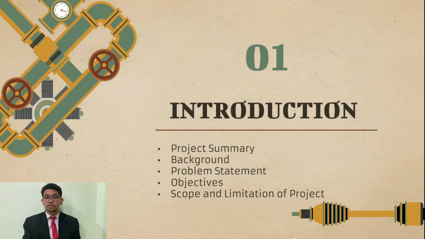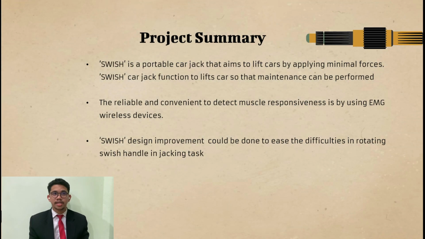We will begin with the introduction, which consists of project summary, background, problem statement, objective, and scope and limitation of project. For the project summary, SWISH is a portable car jack that aims to lift a car by applying minimal force. Mechanically, it is proven to be able to lift the car. Nonetheless, the effect of its usage on human comfort is also being investigated.